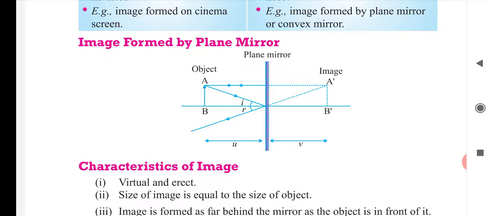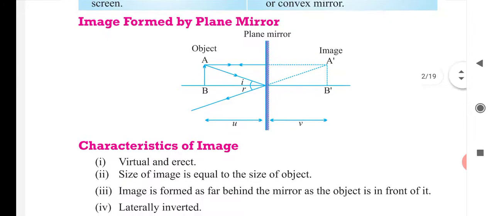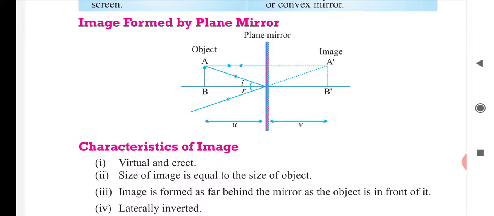And you can see the height of AB is the same as the height of A dash B dash. So that is why the second characteristic says the size of the image is equal to the size of the object. Now we will move on to the third one, that is, the image is formed as far behind the mirror as the object is in front of it. So the object distance u is the same as the image distance v, that is, u is always equal to v. Let me consider object height as h and image height as h dash. So we can say h is equal to h dash in the case of plane mirror. Similarly, u is equal to v in the case of plane mirror.